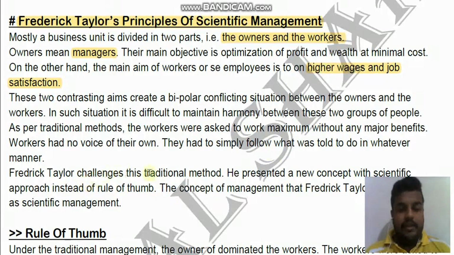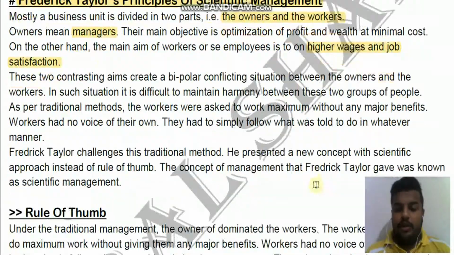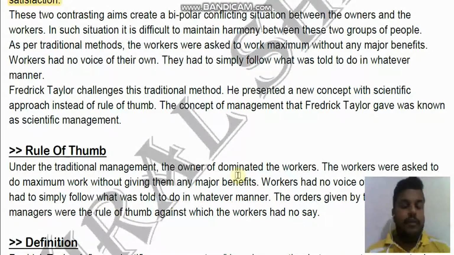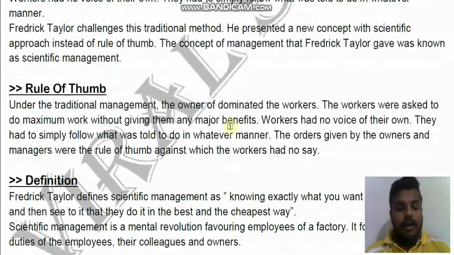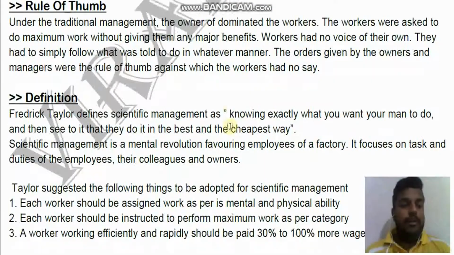Frederick Taylor challenged this traditional method and presented a new concept with a scientific approach instead of rule of thumb. This process was known as rule of thumb, and instead of rule of thumb, Frederick Taylor came up with a new scientific approach. That concept of management that Frederick Taylor gave was known as scientific management. Before coming to the definition of scientific management, let us understand rule of thumb properly. What is rule of thumb?